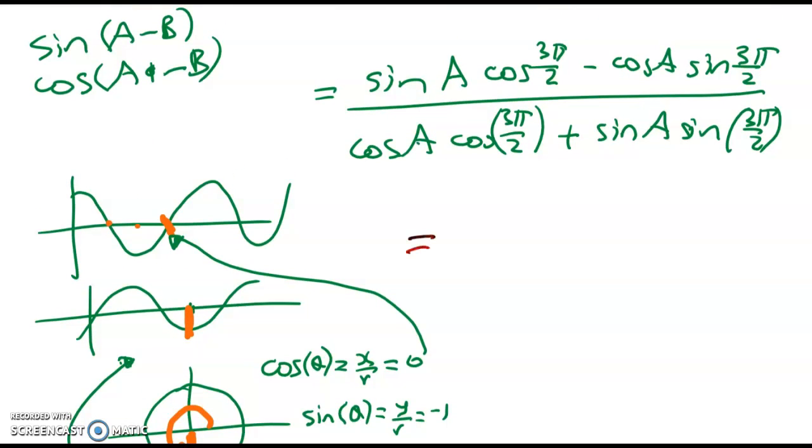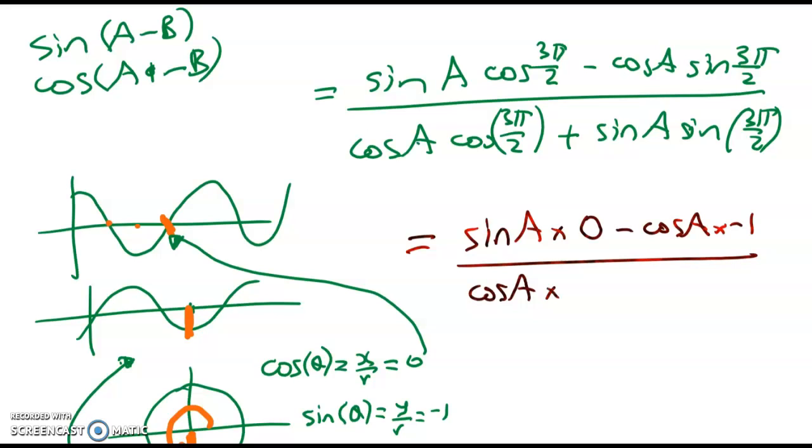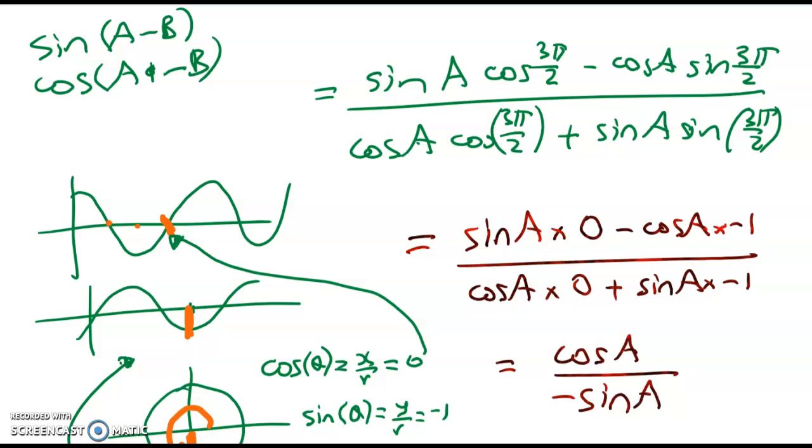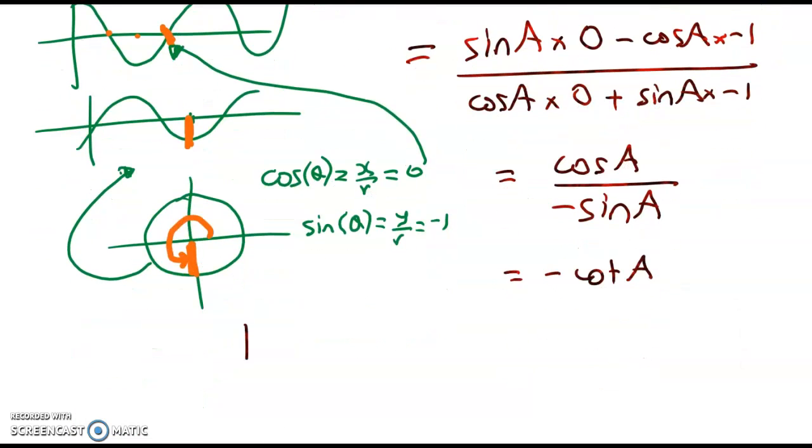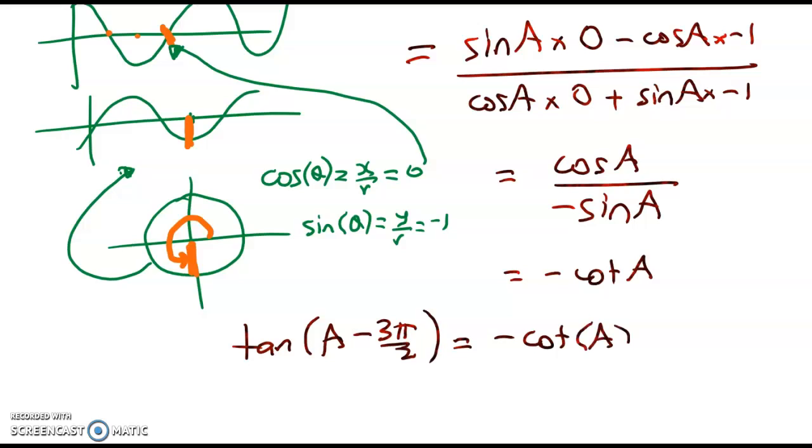What I've gotten here now is equal to sine A times cos of 3 pi on 2, which is 0, minus cos A times -1, over cos A times 0 plus sine A times -1, which gives me cosine of A divided by negative sine of A, which equals negative cot A. So where we've got to with this question is to say that if we take 3 pi on 2 off an angle, then its tan is equal to negative the cotangent of that angle. And that obviously is at values where it's defined.